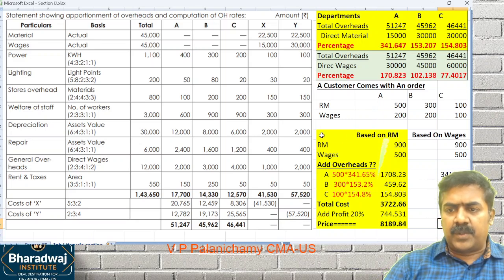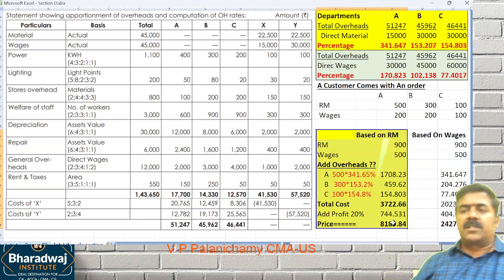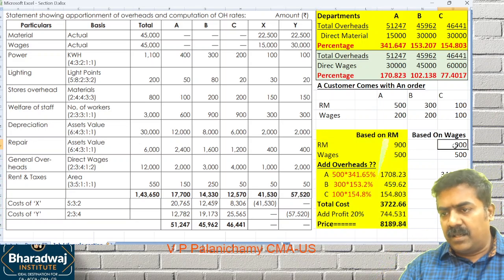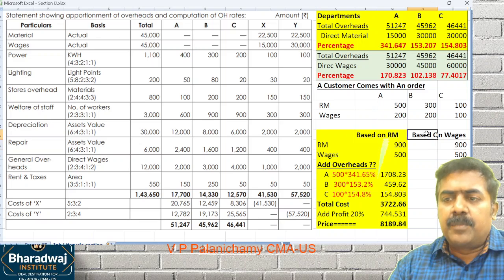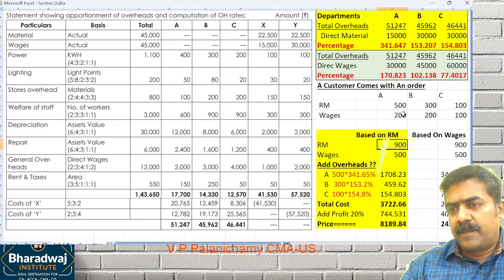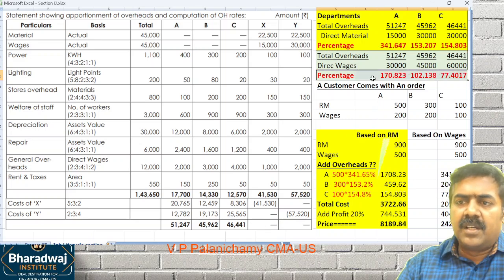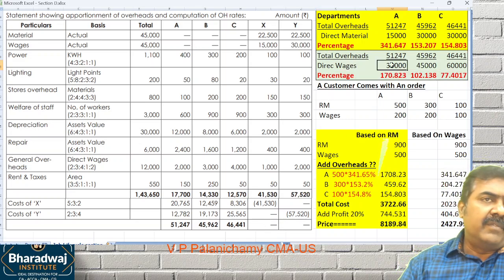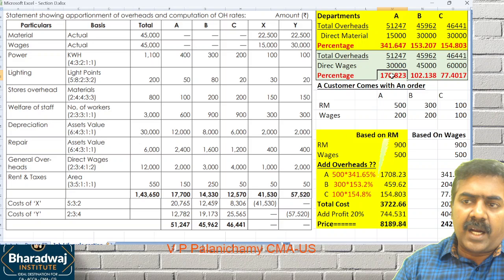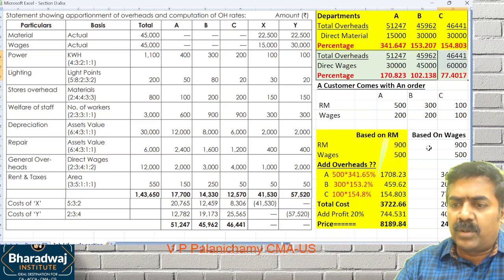Okay. The first one, we absorbed overheads from the customer based on raw material. Second one, we absorbed overheads based on wages. Simple. Total overheads divided by direct wages into 100 gives us the percentage, which means if wages are 30,000, that into 170% is this overheads. Like that for each department we work out and we charge our customers.